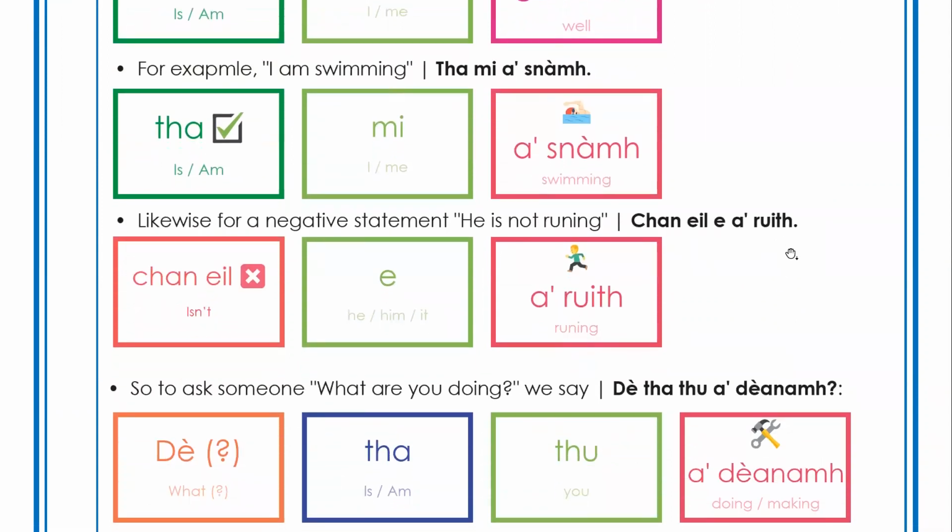Likewise, we've seen negative statements, chanel e a rui. He isn't running.